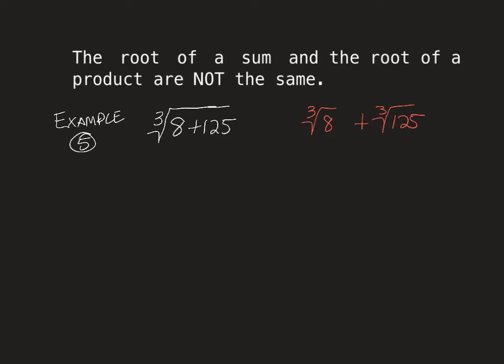Okay, on the left-hand side here, we have the cubed root of, if we add 8 there, we get 133, which you can't get an exact answer for. If you get an approximate answer, and round it to the hundredths, I believe it comes out to 5.10. However, on the other side, if you break this up, you get the cubed root of 8, which is 2, plus the cubed root of 125, which is 5, and that's equal to 7, and those are not equal.